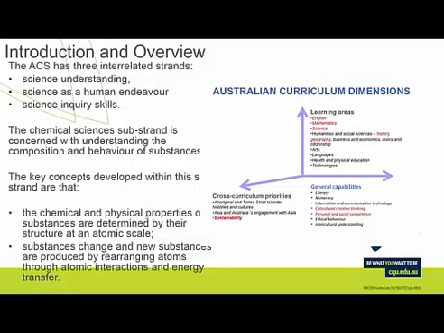The chemical and physical properties of substances are determined by their structure at an atomic level, and substances change and new substances are produced by rearranging atoms through atomic interactions and energy transfer. So energy transfer is a big part of this one as well. So we can see here that this is really quite a rich and quite an interesting strand to be studying. We can see that we've got our three interrelated strands. Our science understanding is chemical sciences, and what they're about here, the substrands, here they are. Okay?